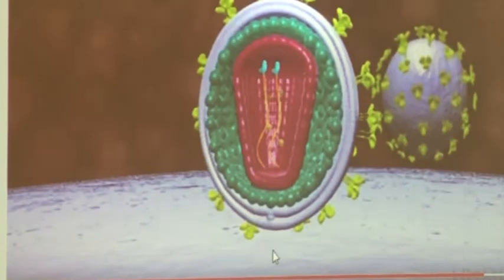So go ahead and write protease. Protease was responsible for creating a mature HIV virus, which can now go out and infect other cells.